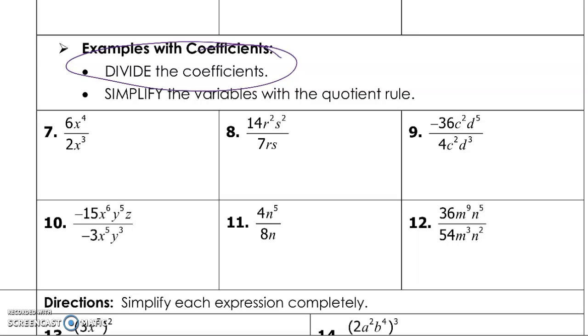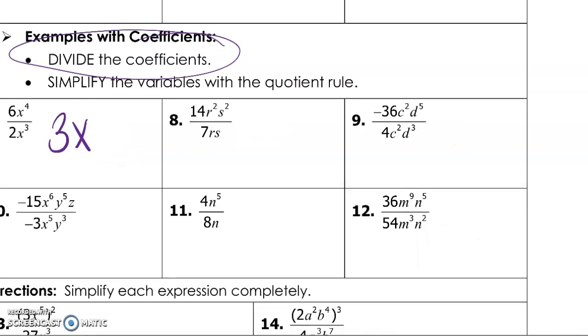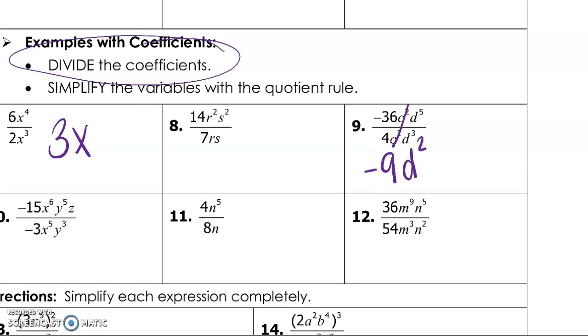So 6 divided by 2 is 3, and then x to the 1st. I would prefer if you don't write the 1. So anytime you have an exponent of 1, you just write it as the letter. Number 9, negative 36 divided by 4 would give us negative 9. 2 minus 2 is 0. Those cancel out. If you want to write c to the 0, you can, but then you have to go back and get rid of it. So I would just not write anything. And then d to the 2nd.